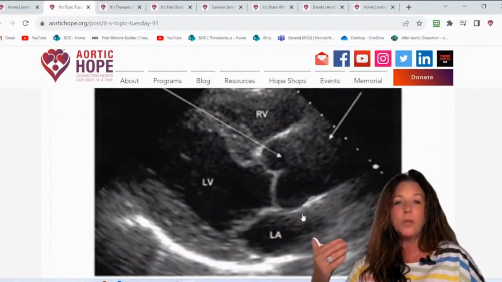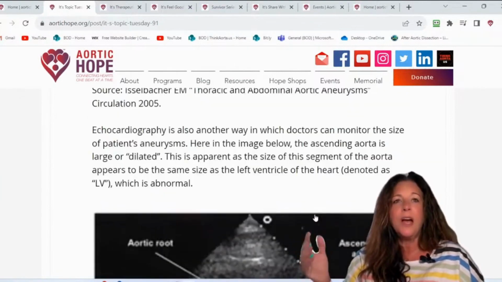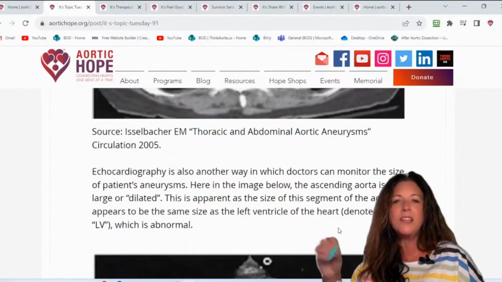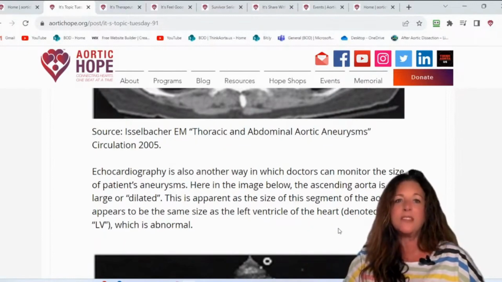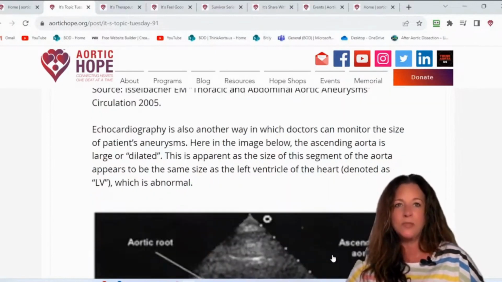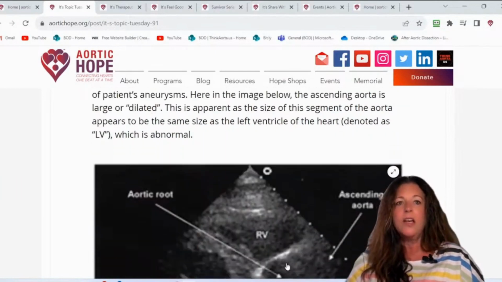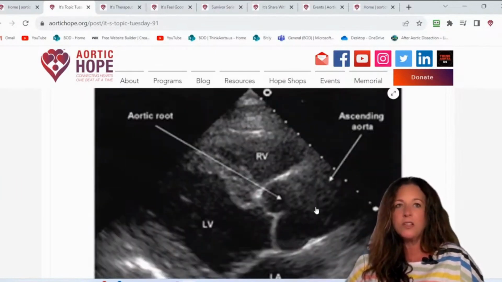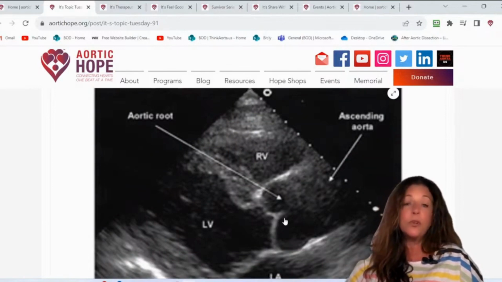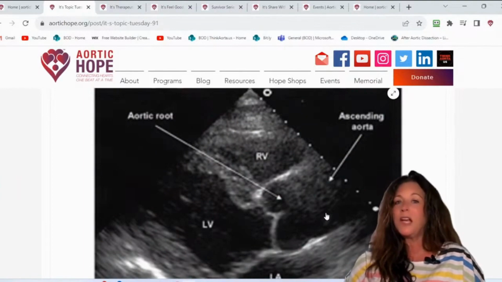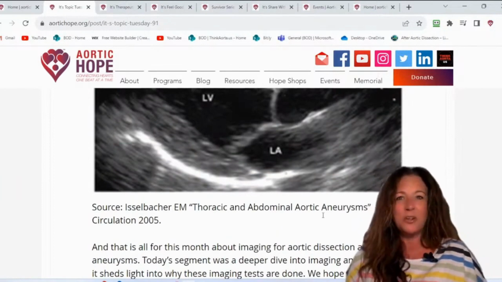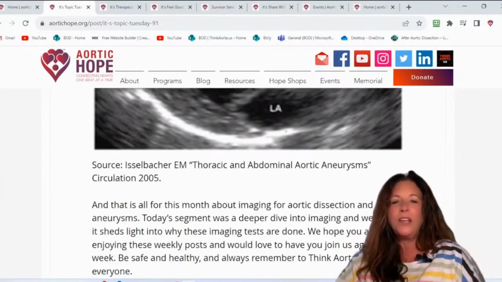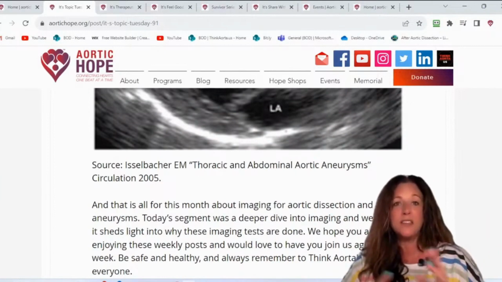In this image here, which is an echocardiogram, the ascending aorta is actually large or dilated. This is apparent as the size of the segment of the aorta appears to be the same size as the left ventricle of the heart. So, left ventricle of the heart, there's your aorta. They consider that the ascending aorta, and this is the root of the aorta, to be dilated. I don't understand why, because again, I'm not a radiologist, I'm not a doctor. So we're just showing the difference between the techniques and the scans.